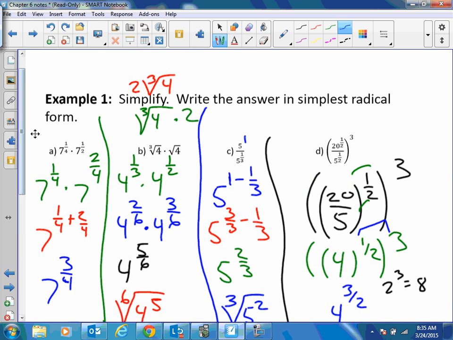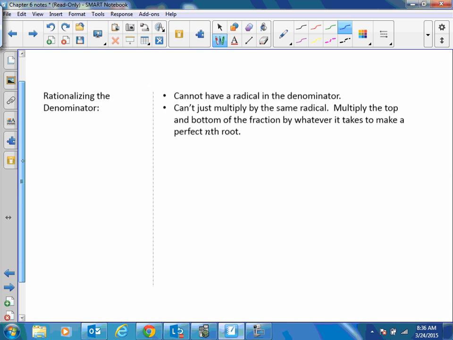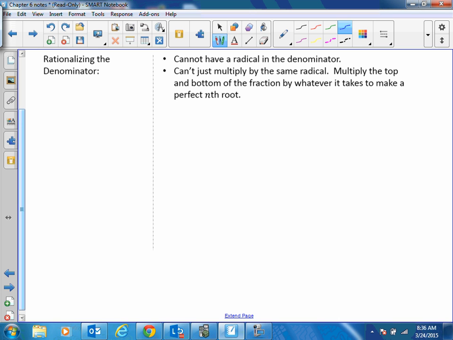Okay, let's move on. Okay, rationalize the denominator. You cannot have a radical in the denominator. We actually skipped ahead in one class and already started talking about this. You can't just multiply by the same radical. You got to multiply the top and bottom of the fraction by whatever it takes to make the perfect nth root. And that's why it's important to have that nth root chart memorized, okay?